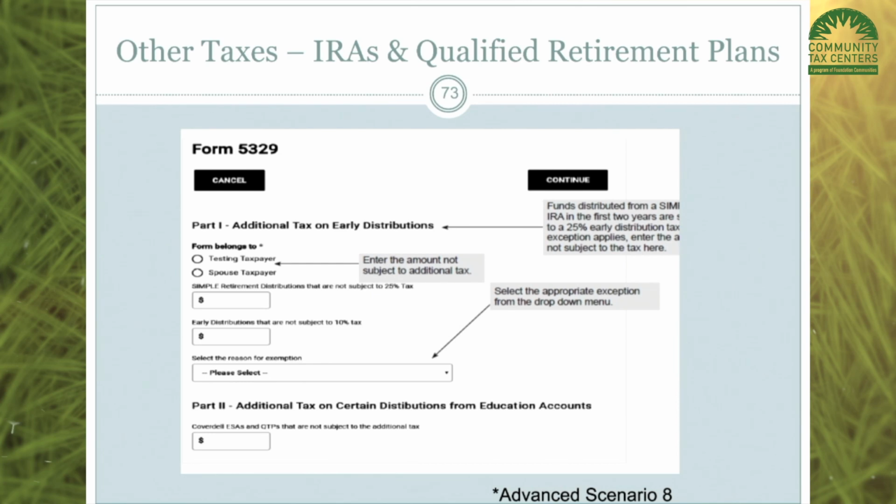So like scenario 8, I believe we saw in her 1099-R, she had a distribution of $2,500. Of the $2,500, did she use it all for educational expenses? If she used the full $2,500, then we're going to put that here, the early distribution amount not subject to the 10%, and then select the reason. Then we're going to find higher education expenses. And TaxSlayer is going to take that amount out. They're going to figure out that 10% tax based on the $2,500 and remove that tax.